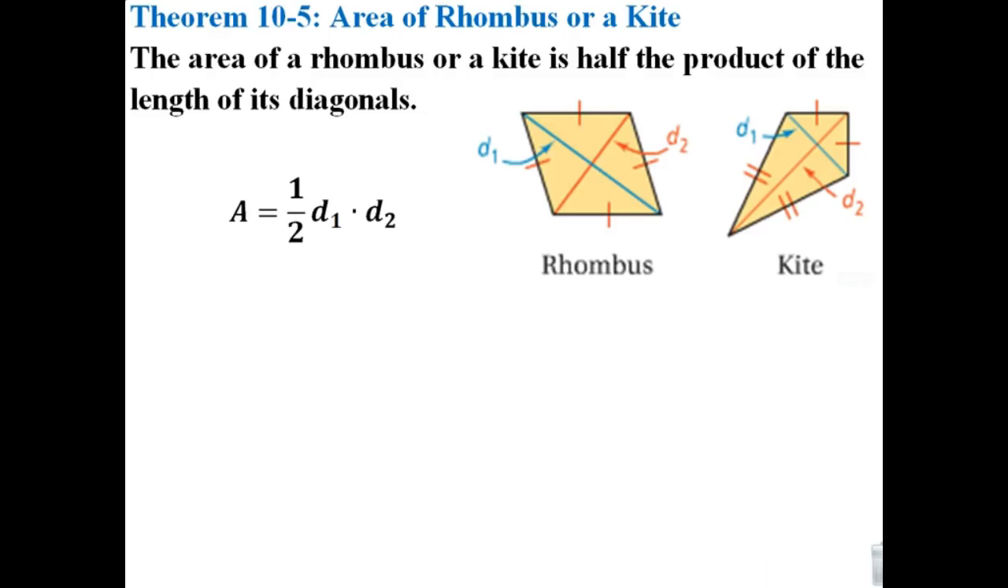Now we're also going to look at the area formulas for rhombuses and kites in this lesson. Nice thing is both rhombuses and kites have the exact same area formula. I'm going to say the area of a rhombus or a kite is half the product of the length of its diagonals. So area equals 1/2 times d1 times d2, where the diagonals, once again, are the distance from one corner to the opposite corner of our rhombus or of our kite.